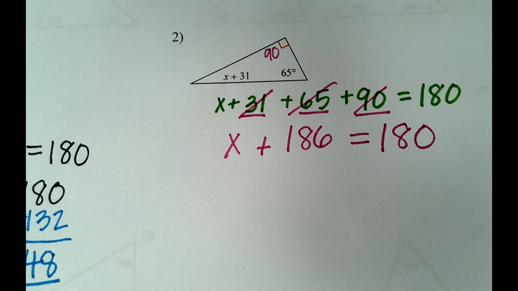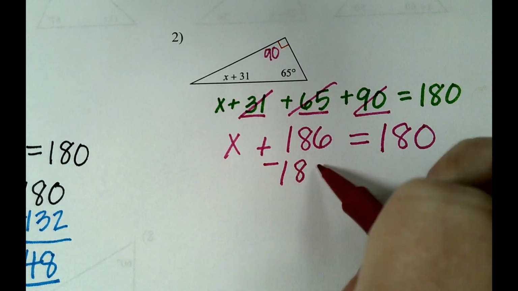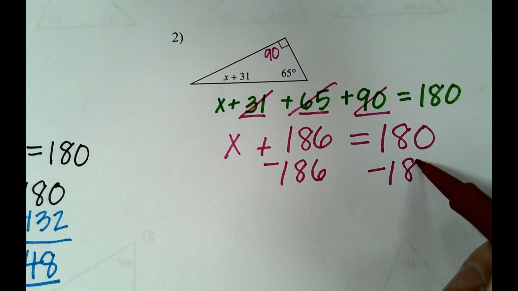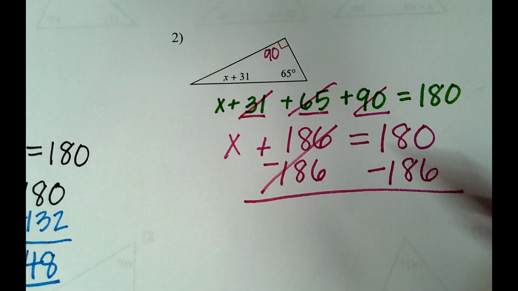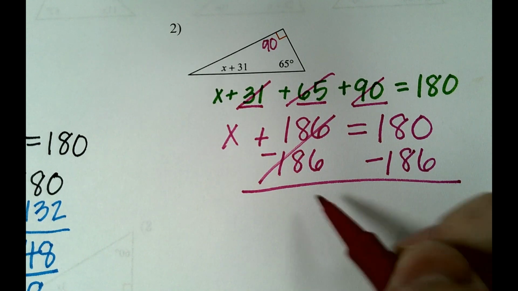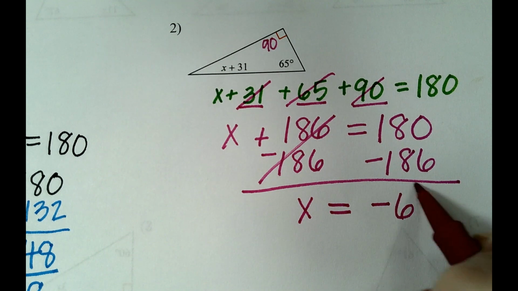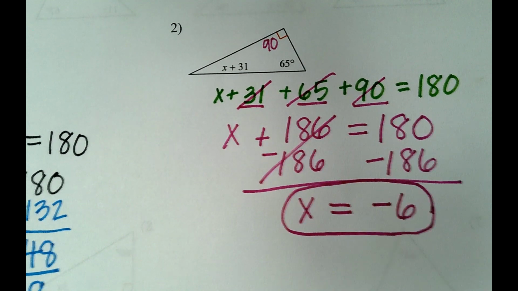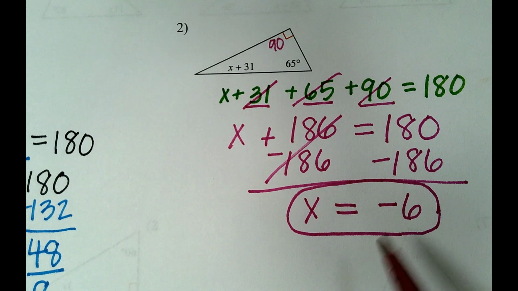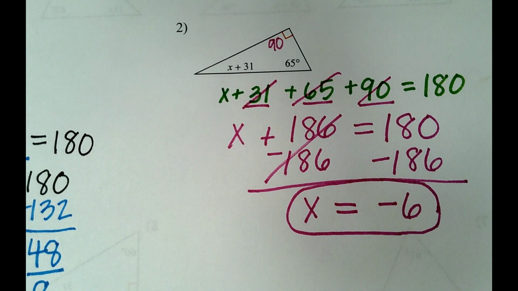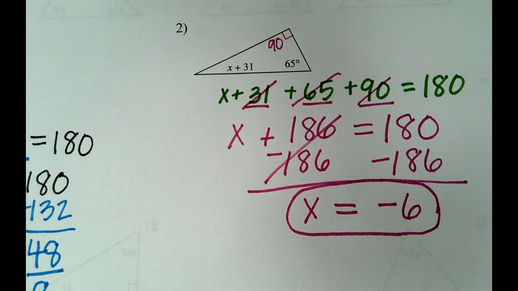Then we're going to subtract 186 from both sides. That's going to cancel out, and that's going to leave me with x equals -6. Yes, x equals -6. Now, I think a lot of times we get a negative number and we think we must have done something wrong. Remember, we are not going to have a negative angle, but you can have a negative x value.